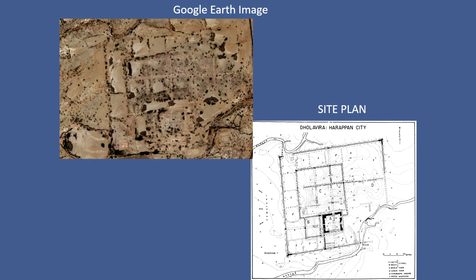And as I told, the site plan of Dholavira did not get transferred, and this site, or the Harappan civilization, dates back to about 4,000 to 5,000 years before present. Okay, so it's quite an old settlement in this region.